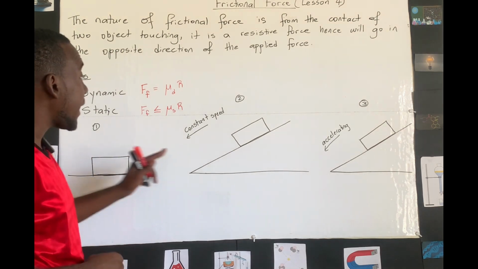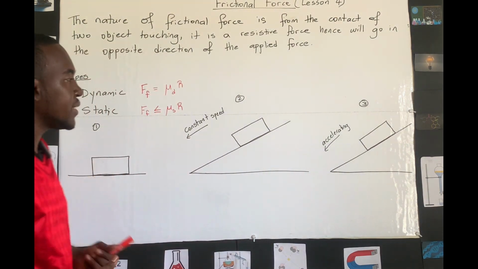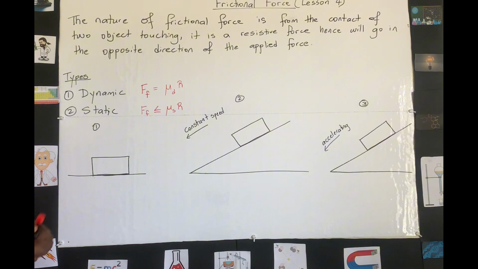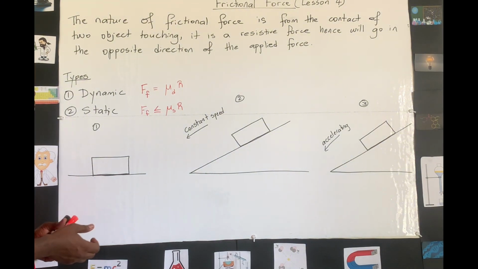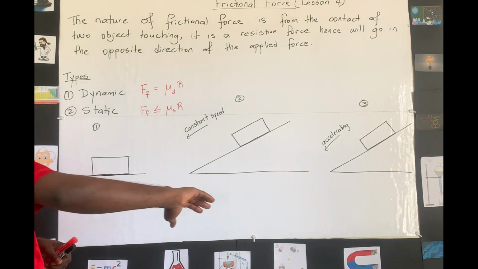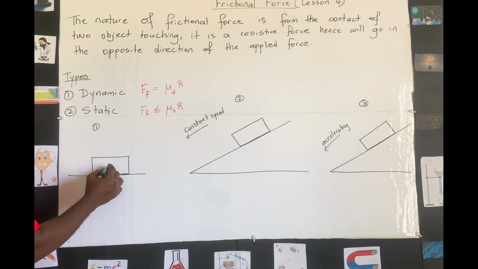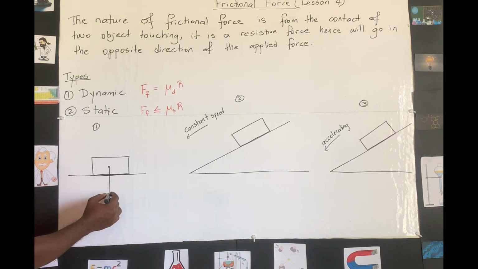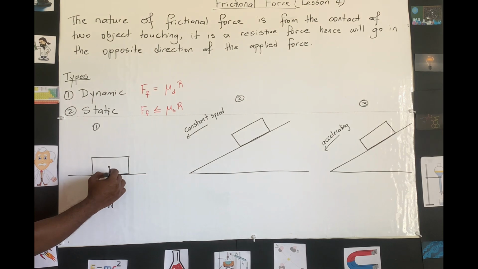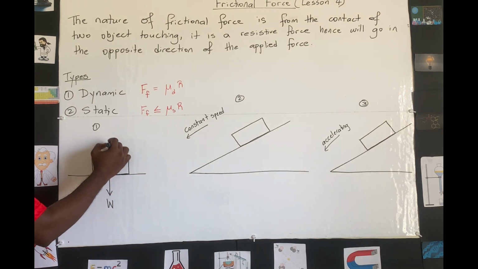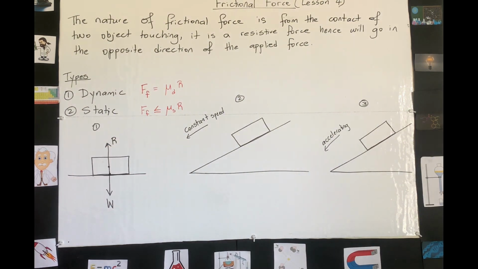Now, we have three diagrams here that we will use to represent how we can relate static friction or dynamic friction to different situations. So the first situation here is when an object is on a horizontal platform. Now, this object is horizontal, so we know based on last week's lesson that there is a weight going down, and that weight is also equal to your normal force going up.